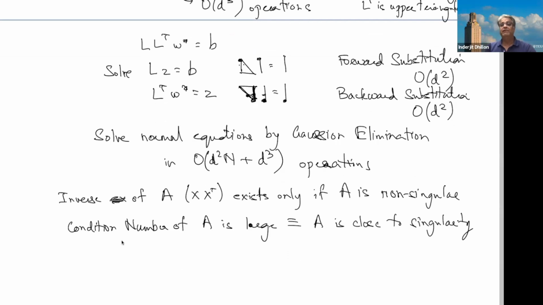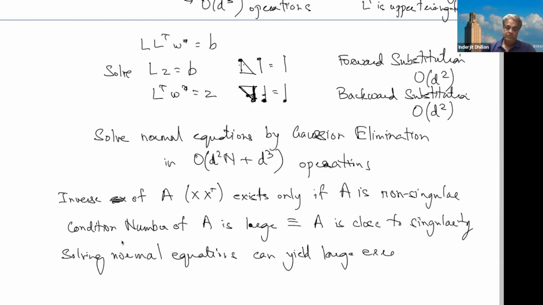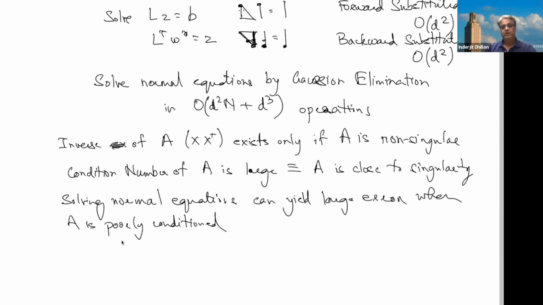It turns out that solving the normal equations is numerically not the best way of solving the problem, okay? So solving normal equations, which is what I gave you above, can yield large error when A is poorly conditioned, which means that the condition number is very large, okay?